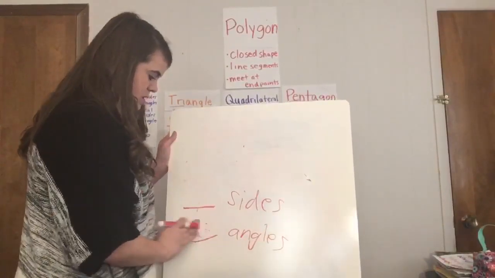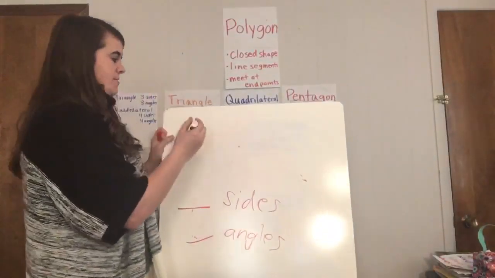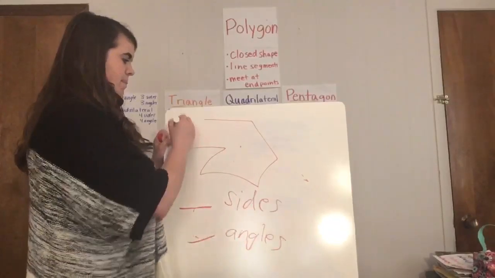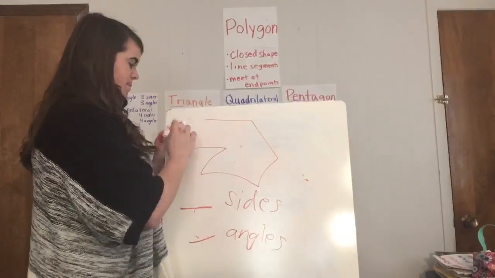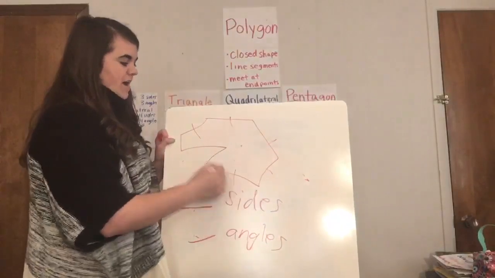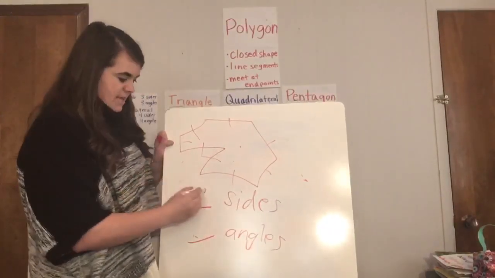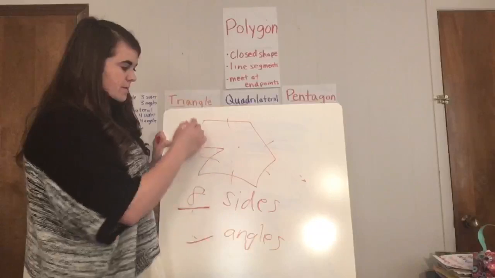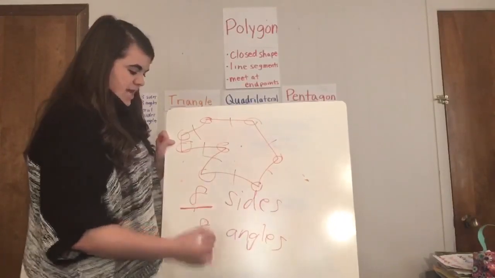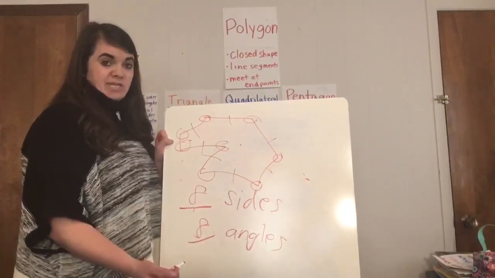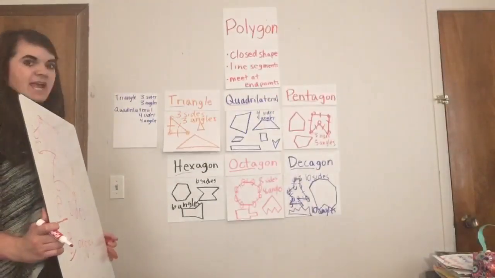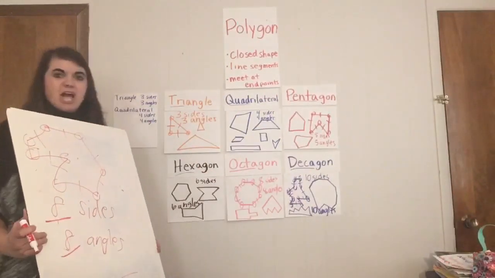Okay. All right, this one. Okay, how many sides? Let's count them. 1, 2, 3, 4, 5, 6, 7, 8. 8 sides. How many angles? 1, 2, 3, 4, 5, 6, 7, 8. 8 angles. 8 sides. 8 angles. This is what? Look at your paper. Look at our board here. 8 sides. 8 angles. It is an octagon.